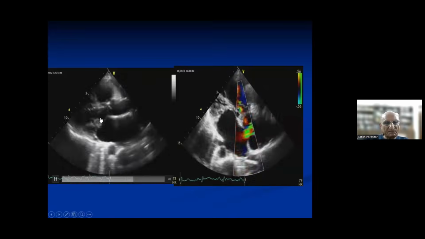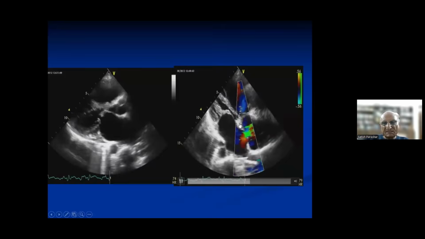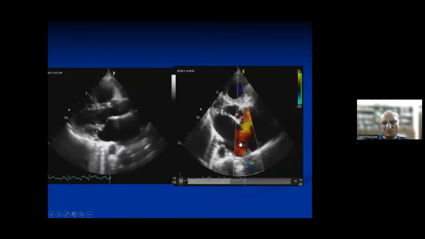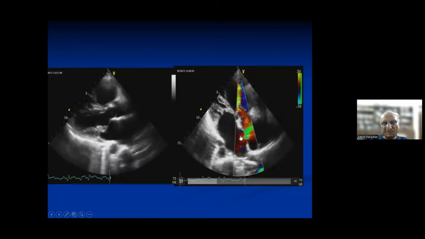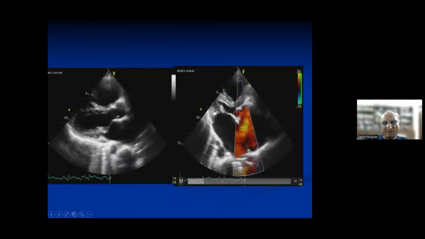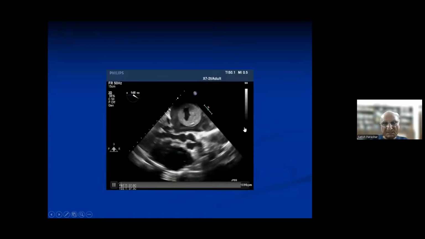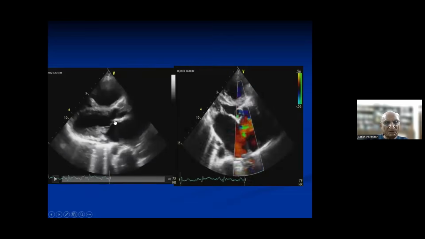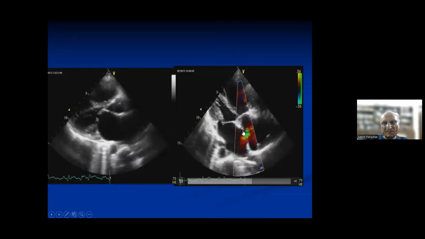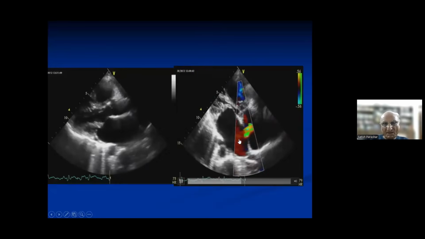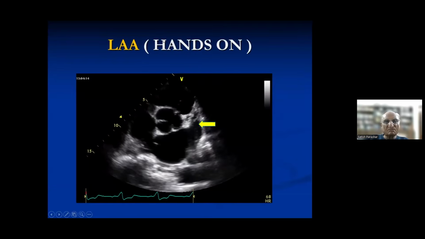So here you see mitral stenosis and ASD, known as Lutembacher syndrome. Always try to see the mitral stenosis and the ASD in this. So this is LA, this is RA, and this patient underwent a mitral valvotomy, and this led to Lutembacher syndrome. Always say hands-on.